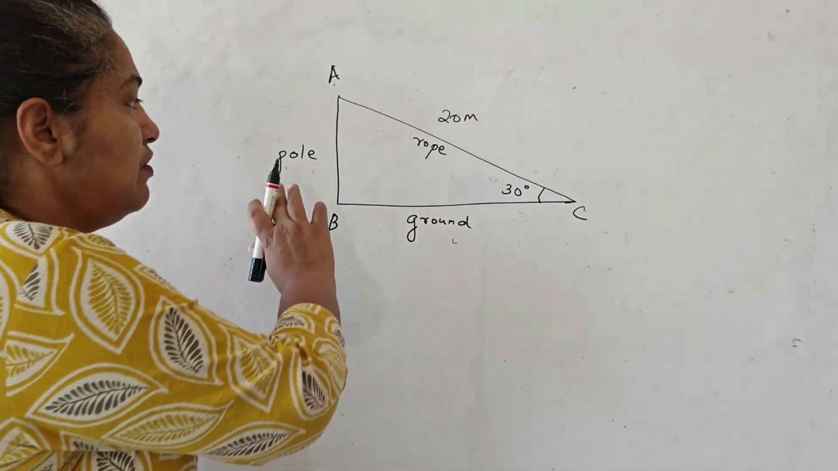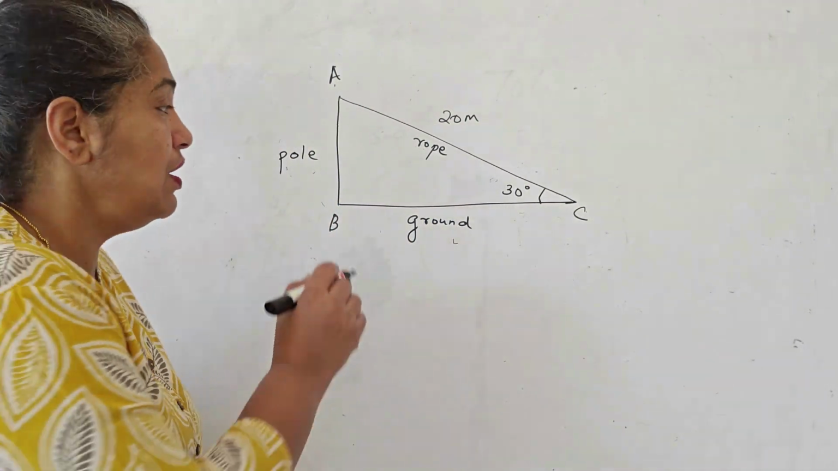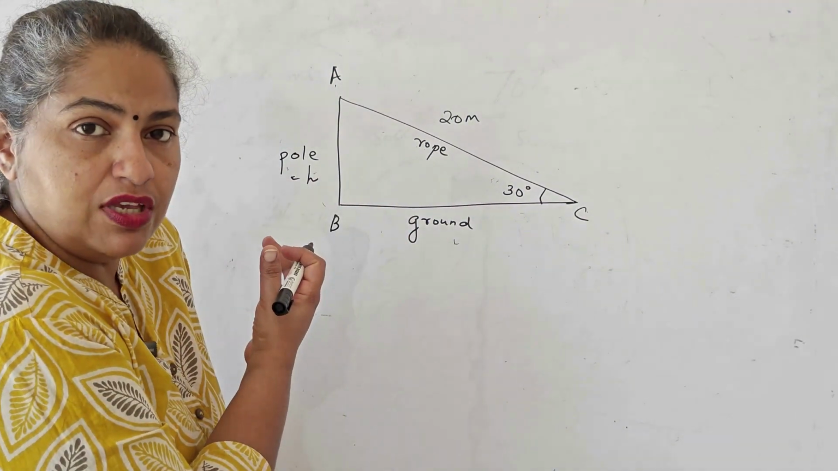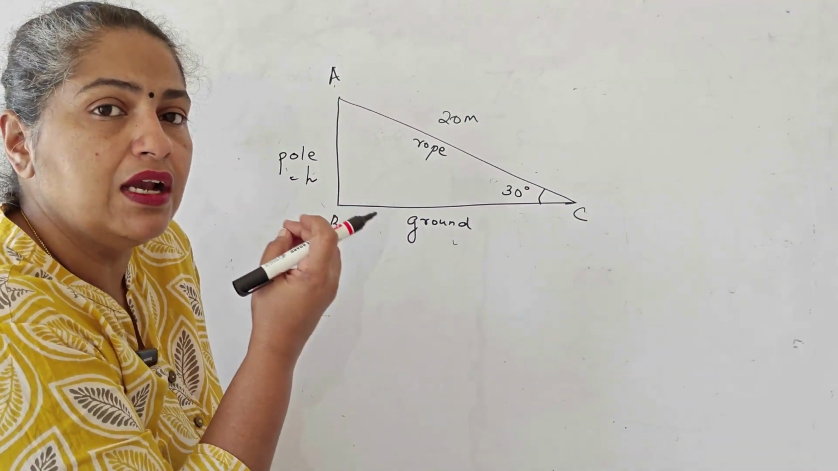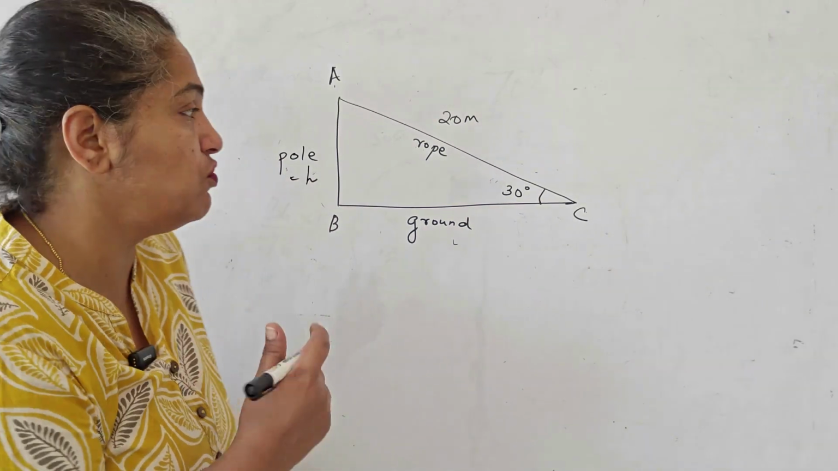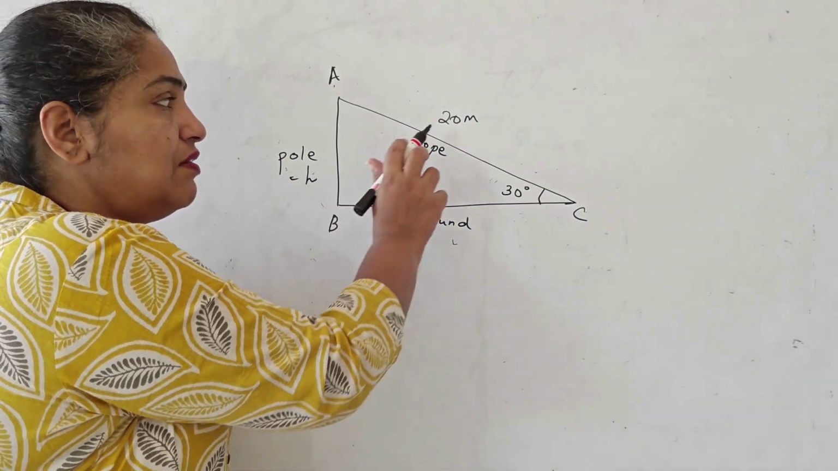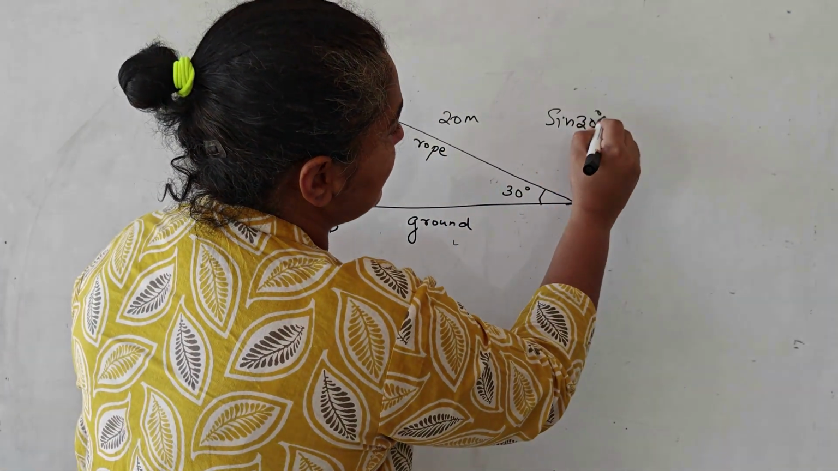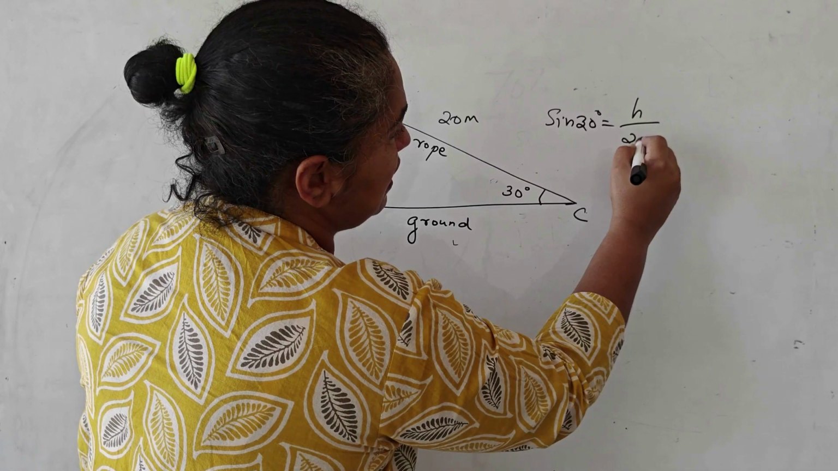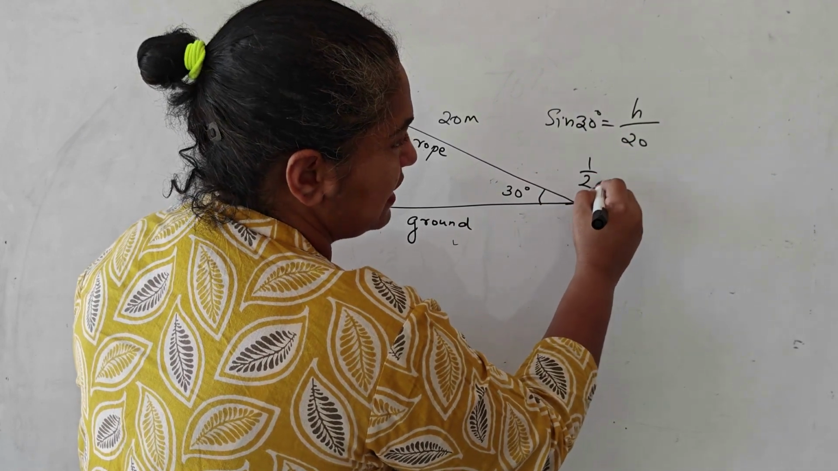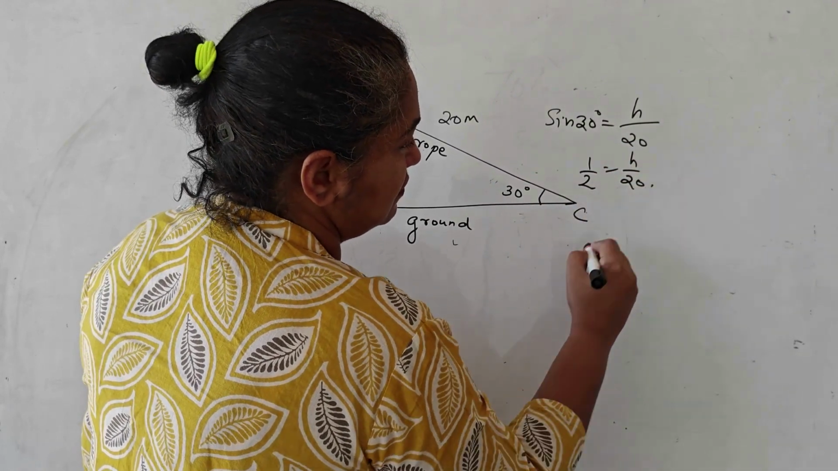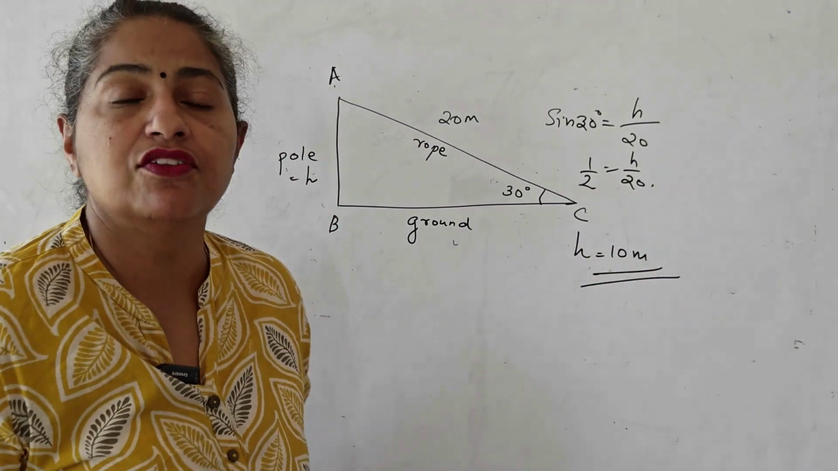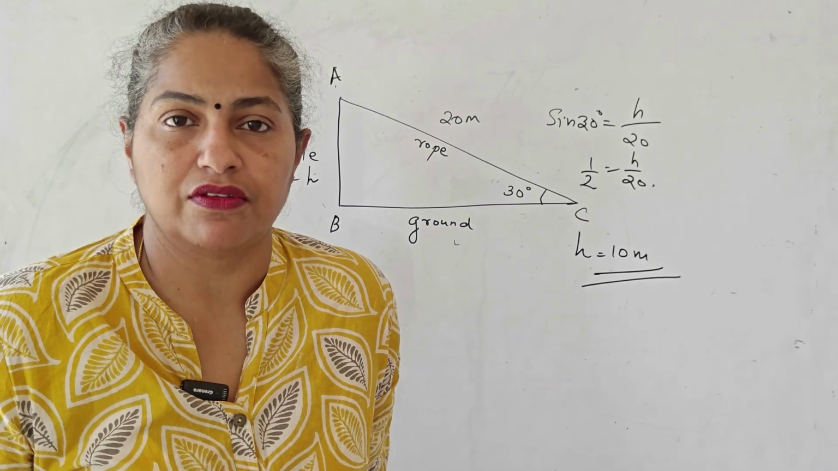So what do we need to find? We need to find the height of the pole. If you take the height of the pole as h, the angle is also given to us. So which trigonometric ratio would you use over here? This is the opposite side. We know the hypotenuse. So we will take sin 30 is opposite side by hypotenuse. You know the value of sin 30. I can say h is equal to 10 meters.